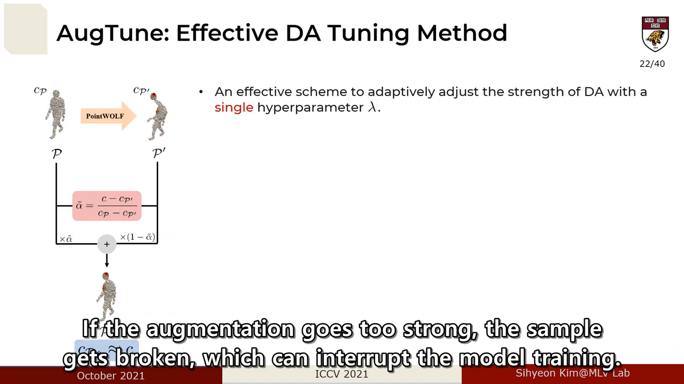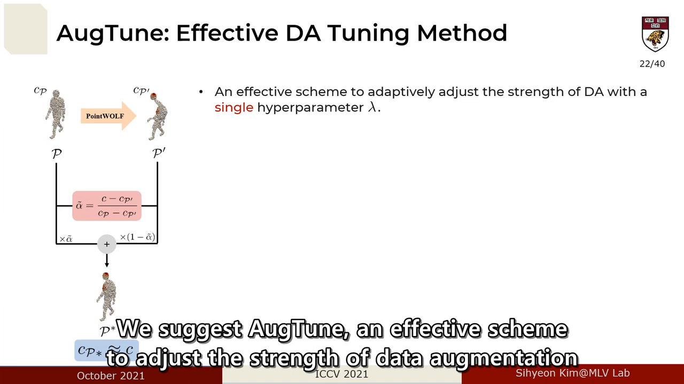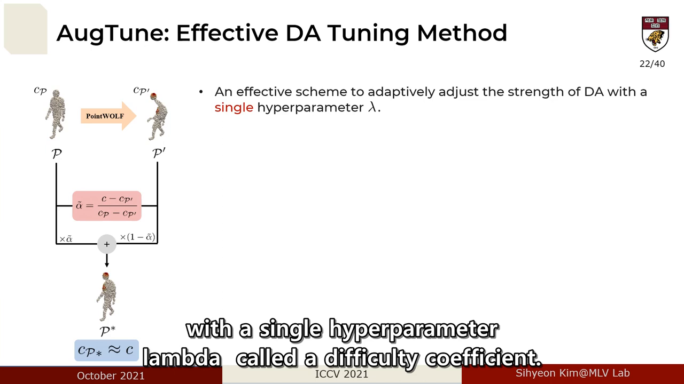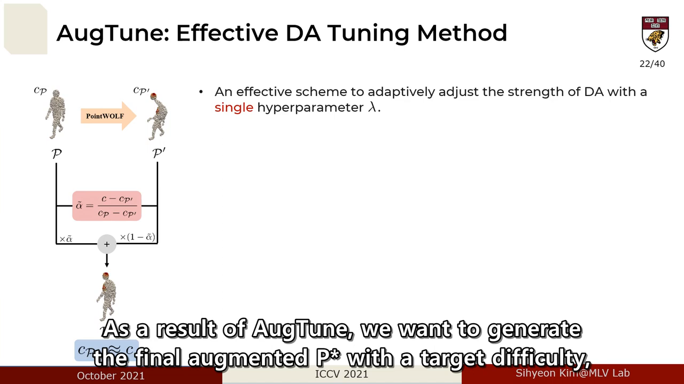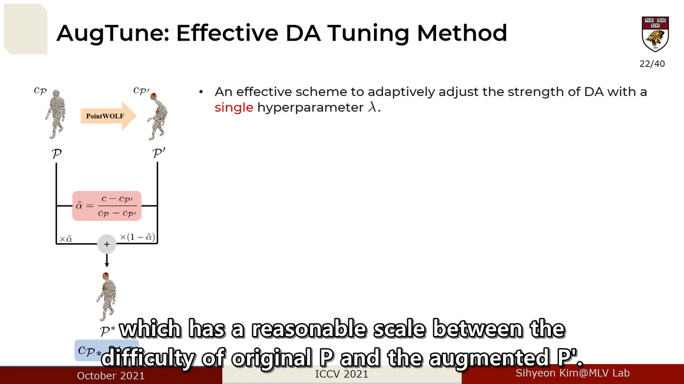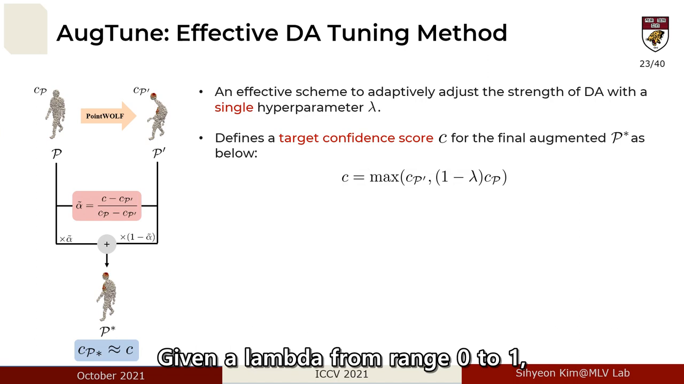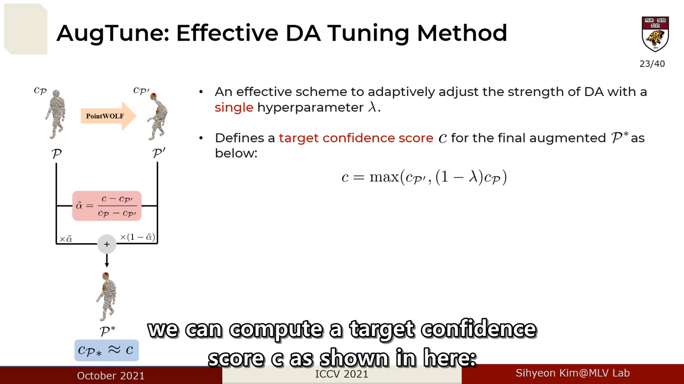We suggest AugTune, an effective scheme to adjust the strength of data augmentation with a single hyperparameter lambda called a difficulty coefficient. As a result of AugTune, we want to generate the final augmented P star with a target difficulty, which has a reasonable scale between the difficulty of the original P and the augmented P prime. Given a lambda from range 0 to 1, we can compute a target confidence score C as shown here.